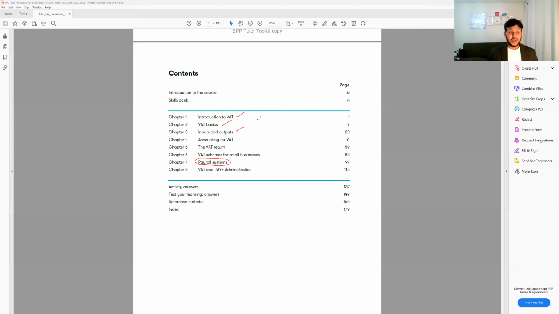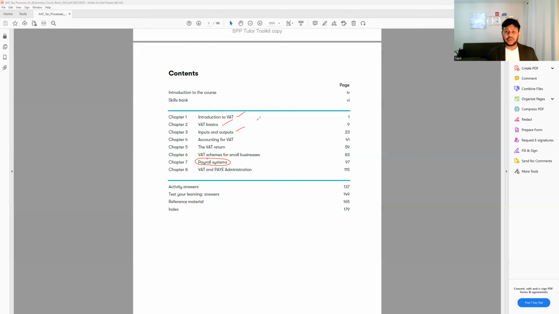Chapter number 4, we have the accounting for the VAT. Here you're going to look at how to calculate the VAT on different products and different services. Chapter number 5, this will give us the bigger picture for the VAT return. That is the return we are actually going to submit to HMRC.